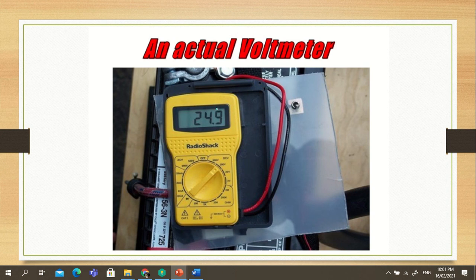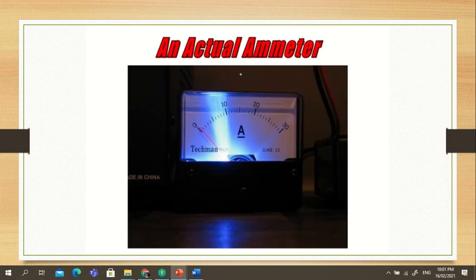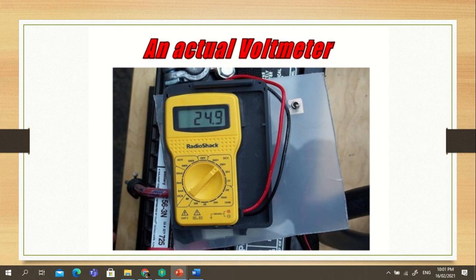Okay, so an actual voltmeter looks like this. Okay, so we have here the actual voltmeter. It looks like this. We have the terminals here, the red for positive, the negative is in black. And an actual ammeter looks something like this. That is what we call an ammeter. The other one is the voltmeter.